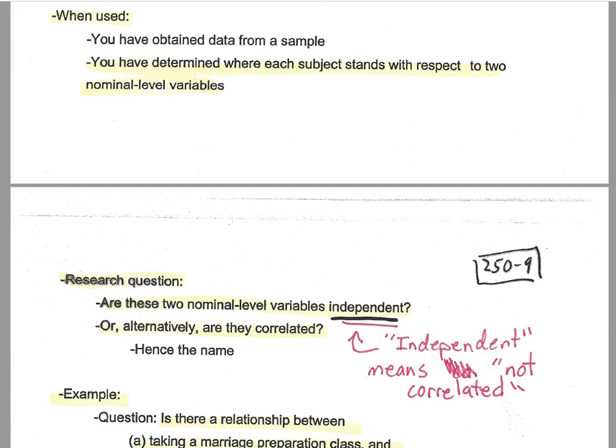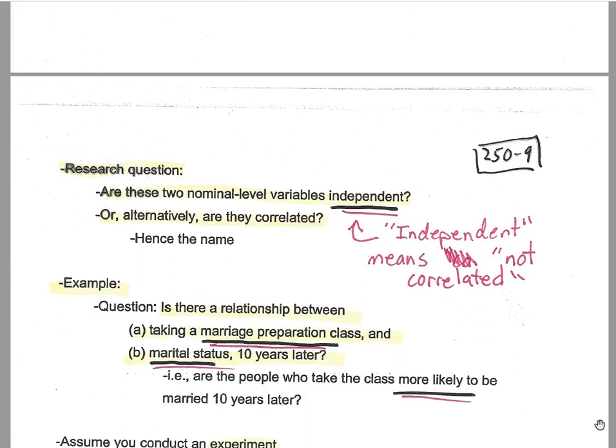Well, let's imagine we're going to do an empirical investigation to investigate that question. Does it work? Does taking the marriage preparation class result in a larger percentage of the people staying married, let's say 10 years later? That's the research question that we're going to pursue as we talk about the chi-square test of independence. Here's our specific fictitious research question. Is there a relationship between taking marriage preparation class and marital status 10 years later?